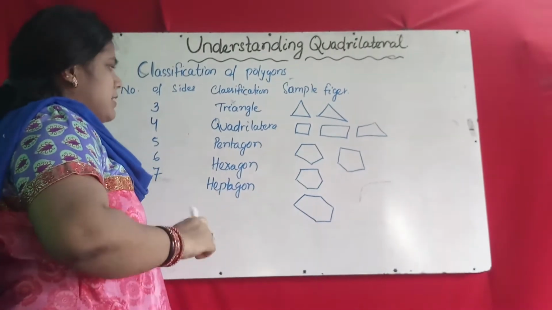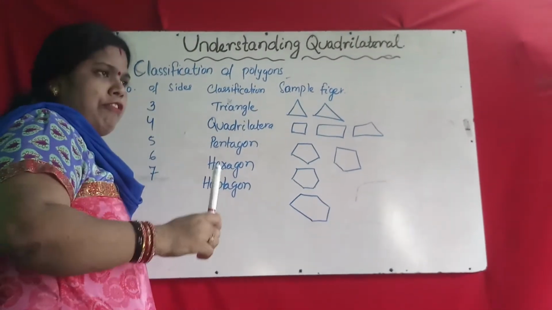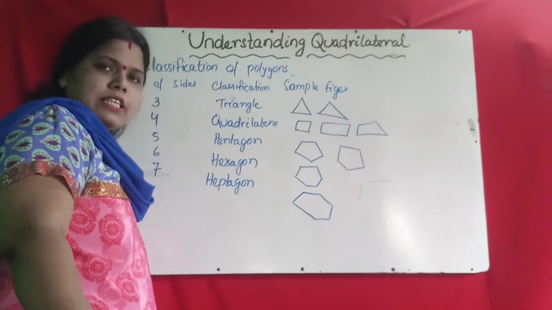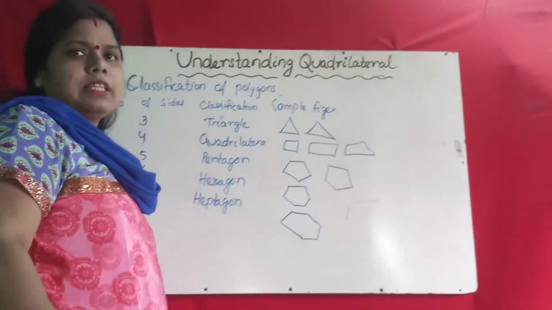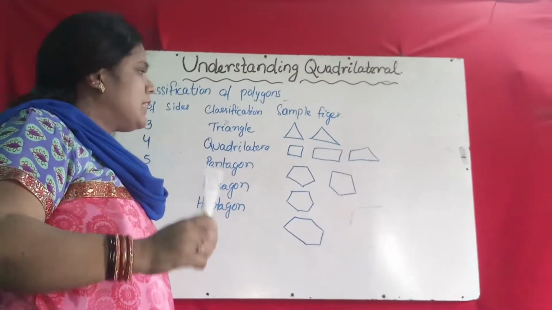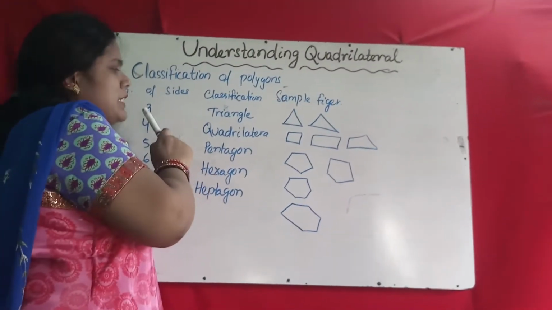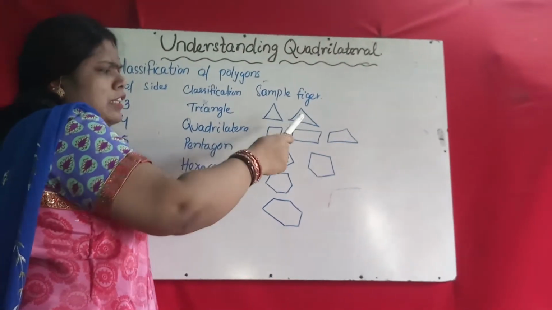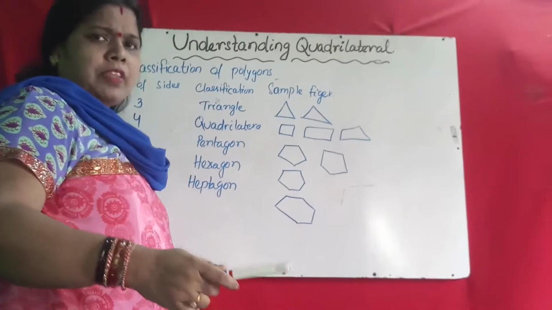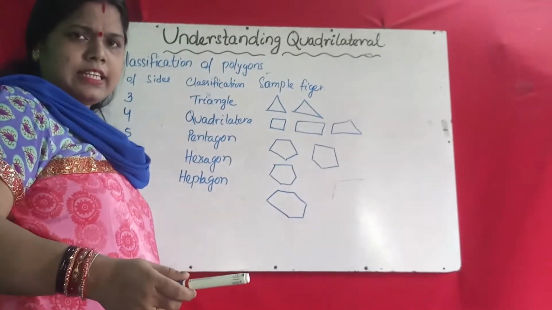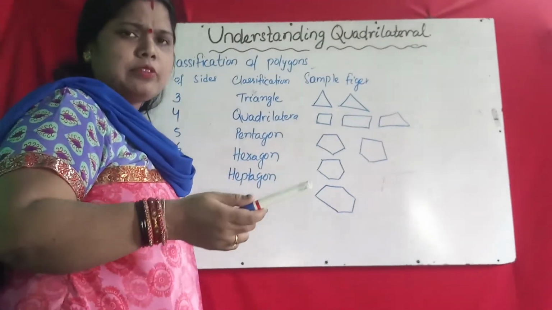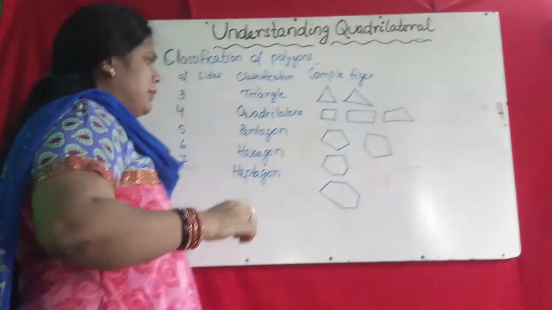The first is 3. If a polygon has 3 sides, then it is called a triangle. You know what a triangle means? A closed figure that has 3 sides. There are different types of triangles: equilateral, isosceles, and scalene triangles. According to angles and according to sides also, different types of triangles are there.